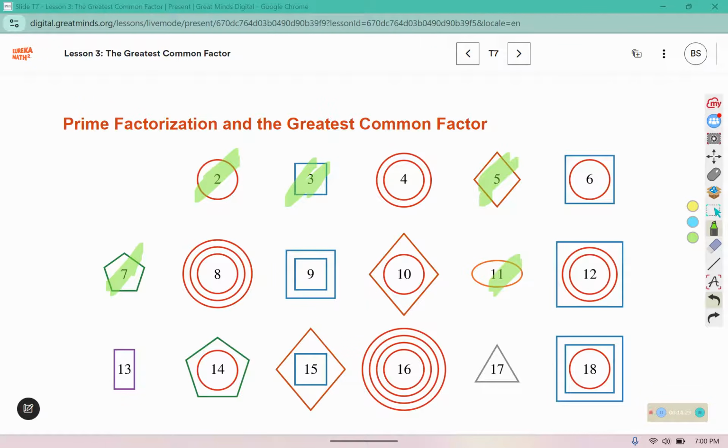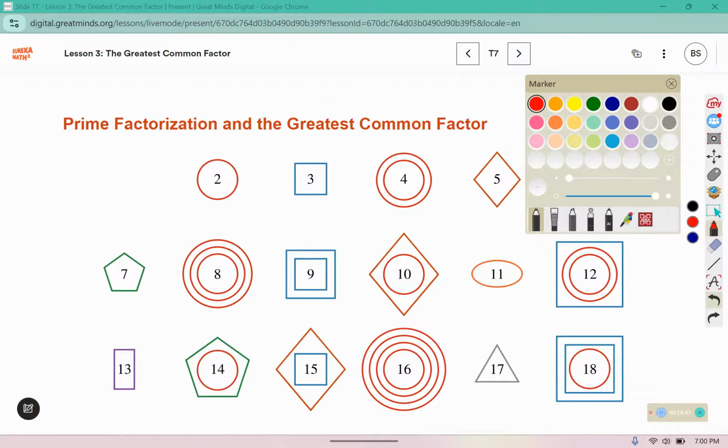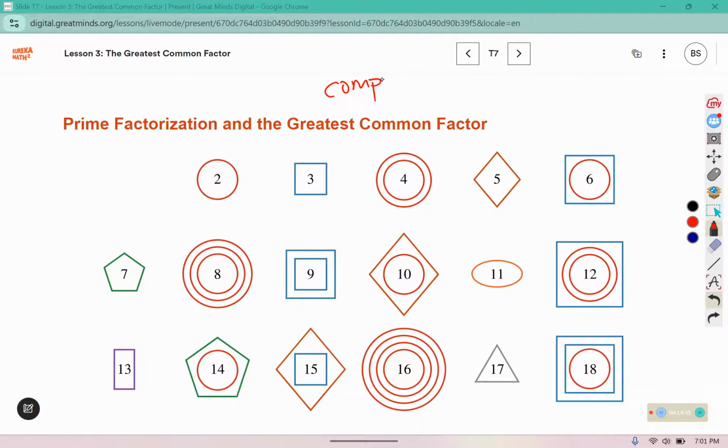These all have 1 shape around them. So this would be a prime factor, and so would 17. All of the prime factors only have 1 shape around them. The other type of numbers that have multiple shapes around them are called composite numbers. So we have primes and composite numbers.